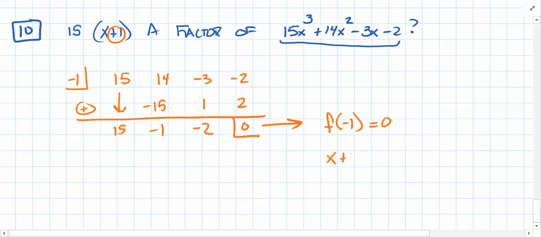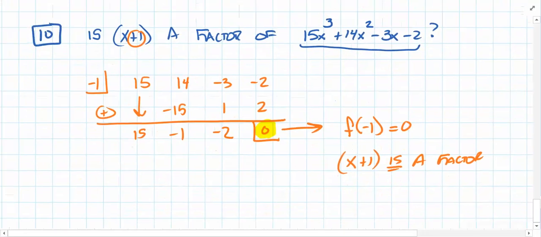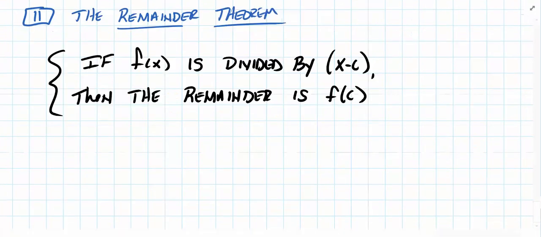So what you're looking for, you guys, is getting a 0 or getting no remainder when you do synthetic division to check to see if something is a factor. Okay, here's what the remainder theorem is saying. It's the last theorem of the day. It says if f of x is divided by x minus c, then the remainder is just the same thing as f of c.